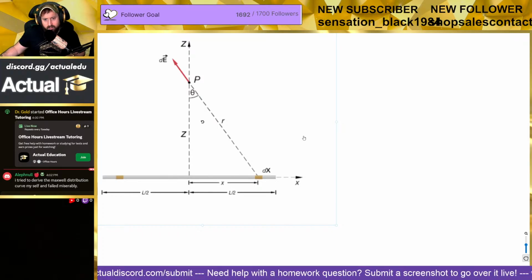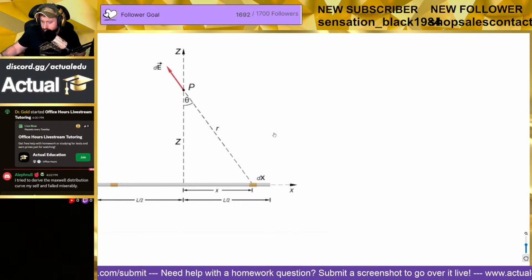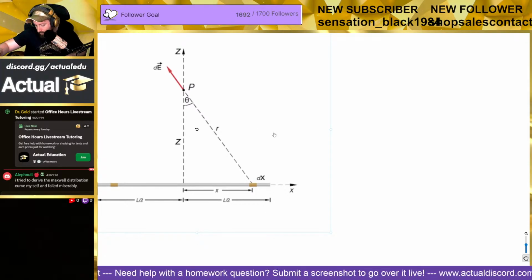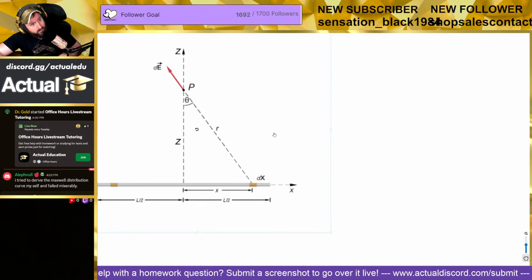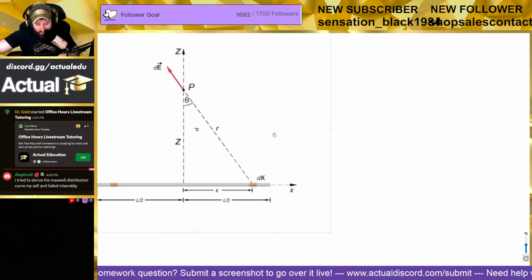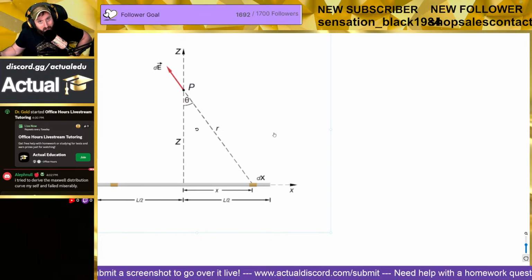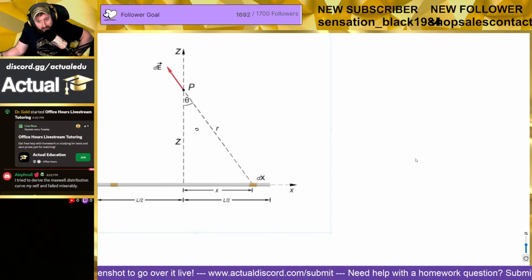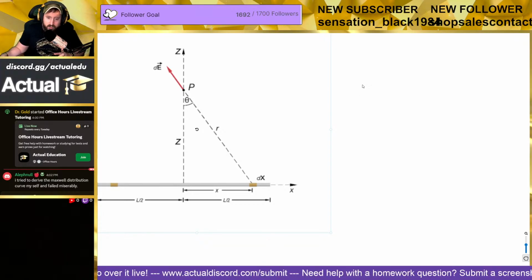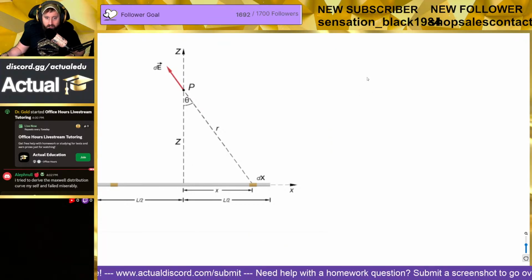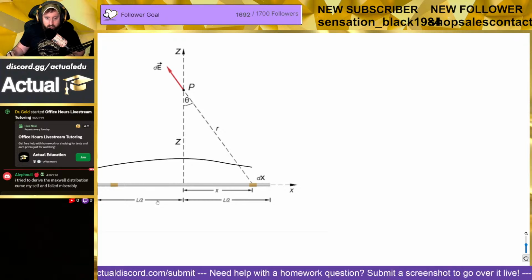Okay, cool. All right, so where's my pen? Aleph, that's a very worthy cause. Trying to derive the Maxwell distribution by yourself is pretty difficult. This one should be pretty straightforward. It's just the electric field due to a line of charge.